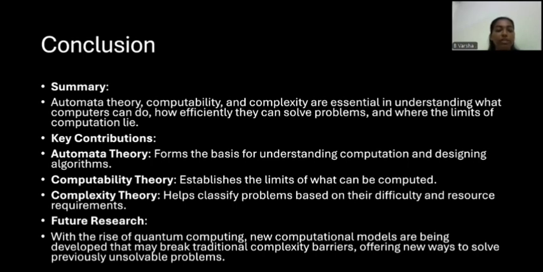Research. With the rise of quantum computing, new computational models are being developed that may break traditional complexity barriers, offering new ways to solve previously unsolvable problems.